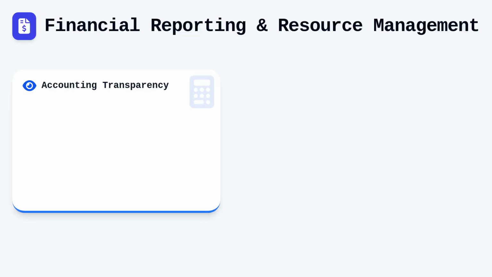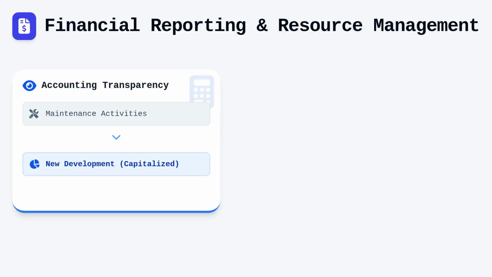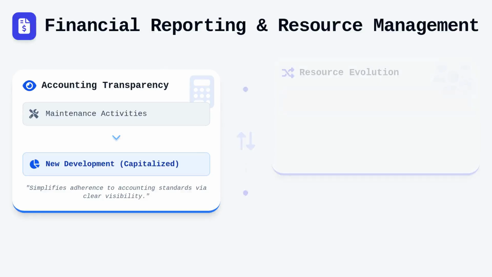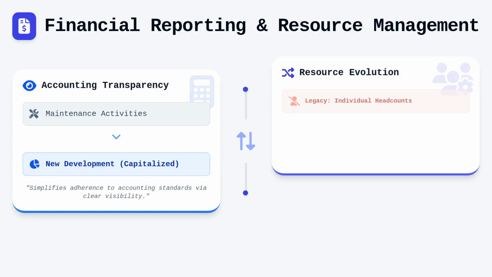By organizing around value streams, the separation between maintenance activities and new development becomes more transparent, which simplifies the adherence to accounting standards. Furthermore, resource management moves away from tracking headcounts on individual projects to managing the total capacity of the Agile Release Train. This fosters a culture of enterprise-level responsibility where leaders view the portfolio as a holistic ecosystem.